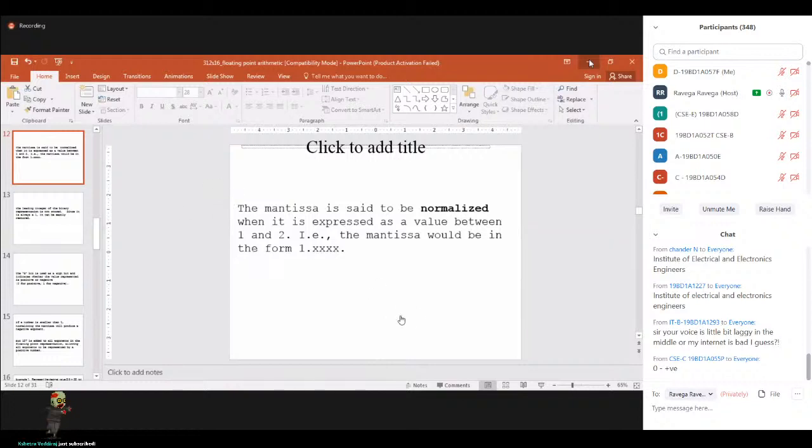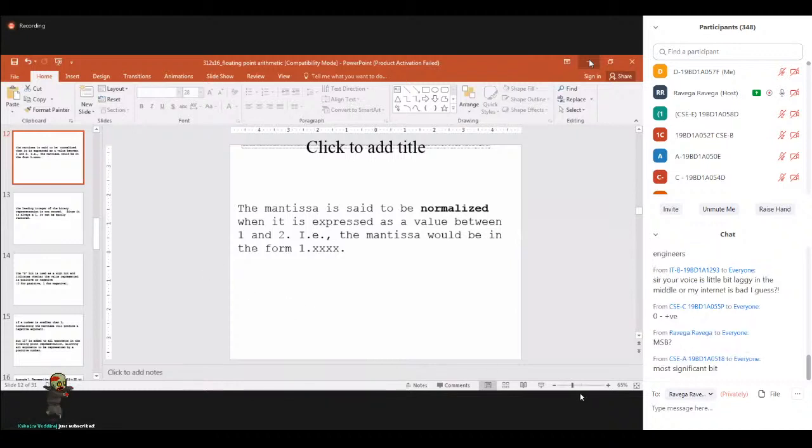MSB. So what is MSB? What is the full form of MSB? Most significant bit, right? What is LSB? Least significant bit, right? Very good, yes, good.